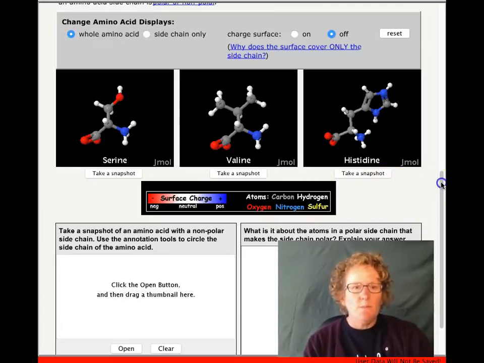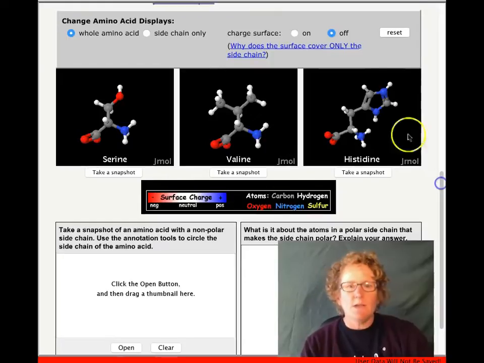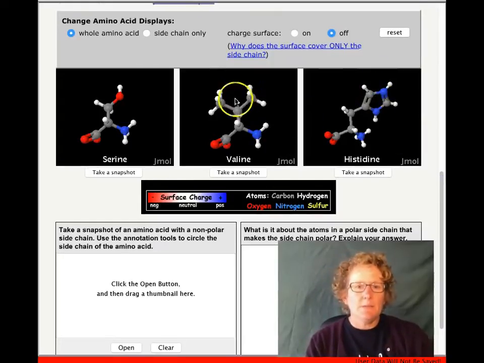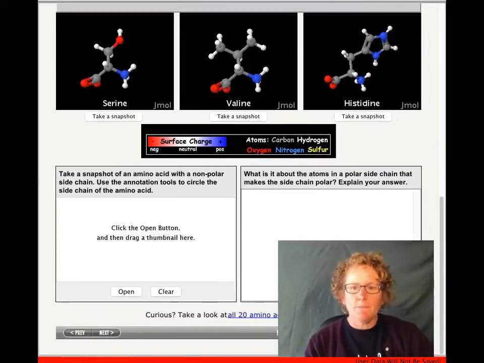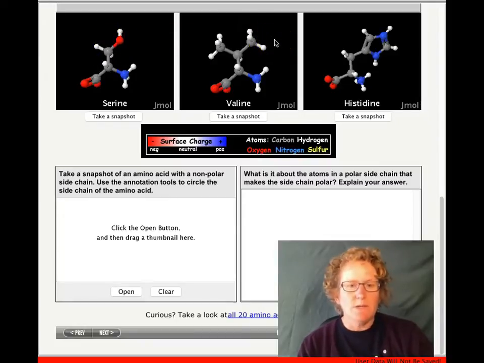So now we know about those R groups, those different parts of the amino acids. And so what makes it polar? Well, there are different atoms here that have different polarities, and so they cause the side groups to be different polarities.